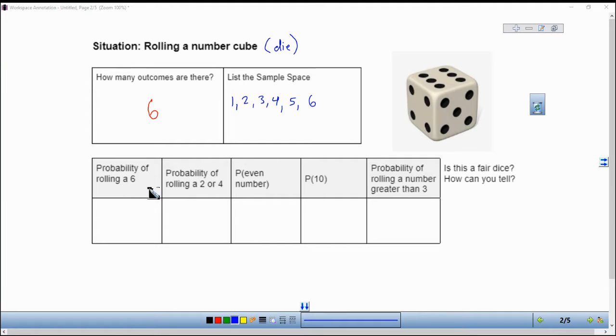The probability of rolling a 6. Well, there's one favorable outcome there, the 6, out of 6 possible outcomes. So the probability of rolling a 6 would be 1 out of 6. The probability of rolling a 2 or a 4, well, that would be 2 favorable outcomes, the 2 or the 4, out of 6. And again, we can simplify that to 1 out of 3.